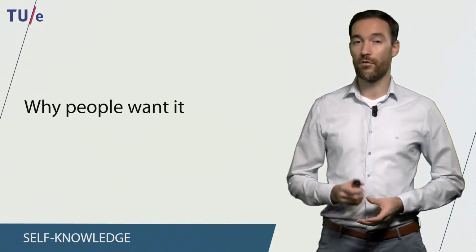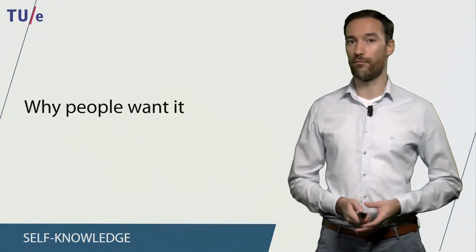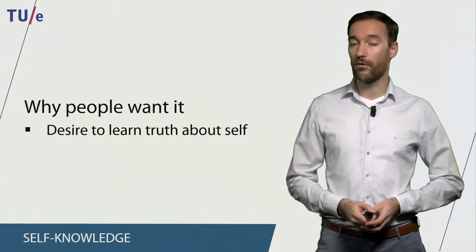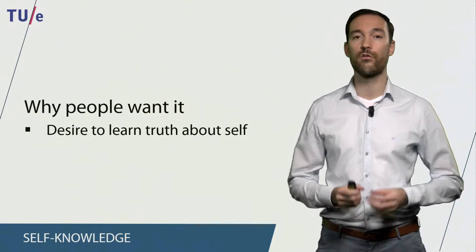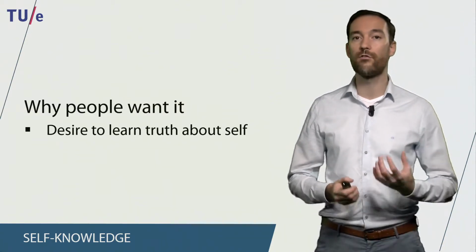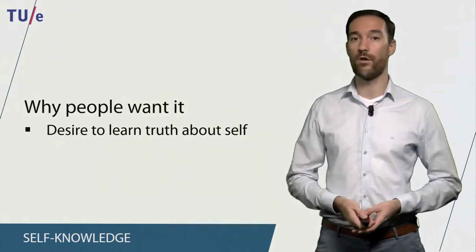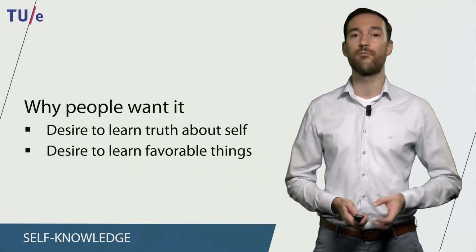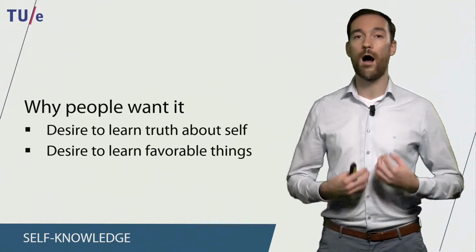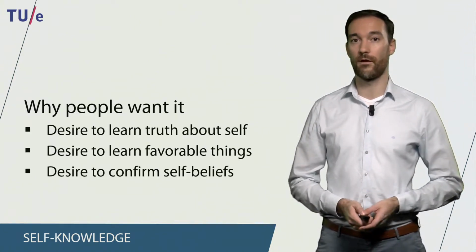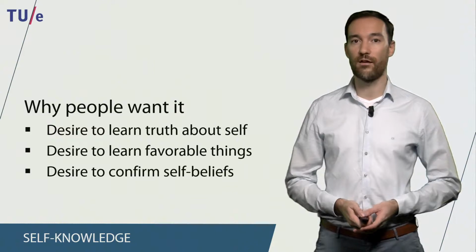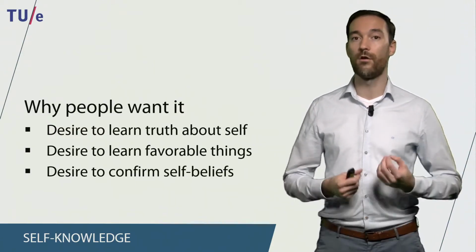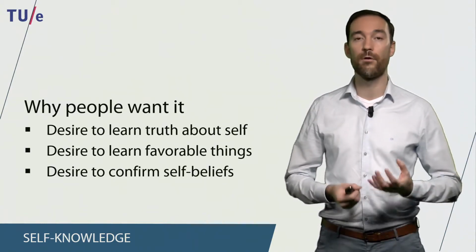Several reasons exist why people want to have self-knowledge, and these are all desires that people have. The first one is that people have a desire to learn the truth about ourselves. We like to know more about the kind of person we are. The second one is that we have a desire to learn favorable things. So we like to know our positive traits. And the third one is that we have a desire to confirm the self-beliefs. And the more we get to know about ourselves, the more likely it is that we confirm the beliefs we have about ourselves.